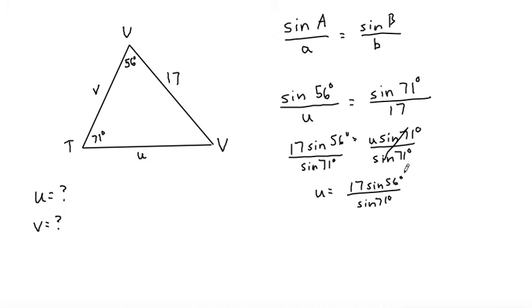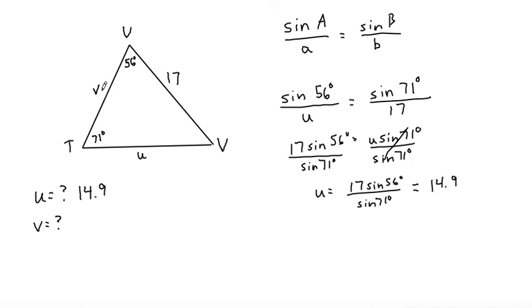So 17 times sine of 56 divided by sine of 71. I get that in a decimal to be equal to 14.9, rounding to the nearest tenth. So that makes u is equal to 14.9, whatever unit it's not shown.